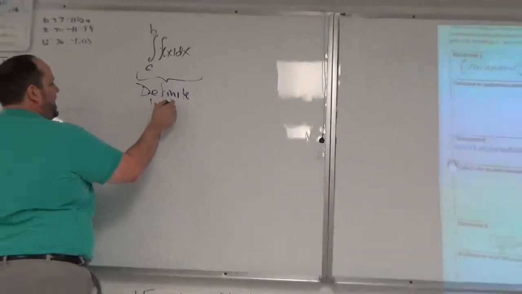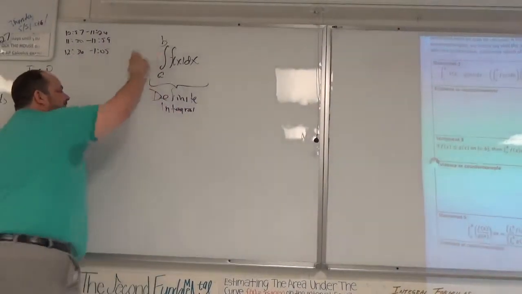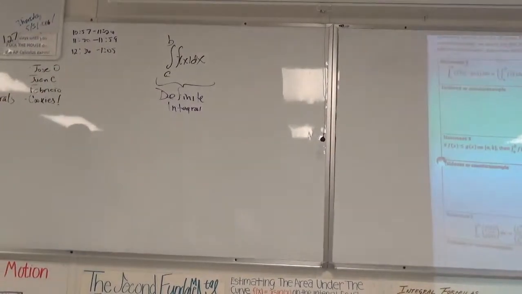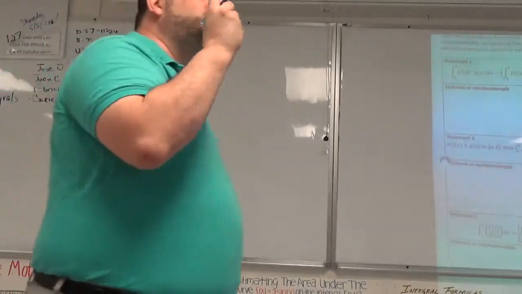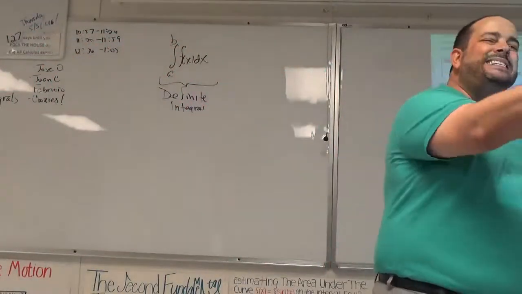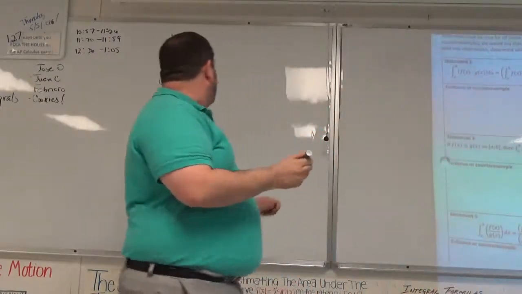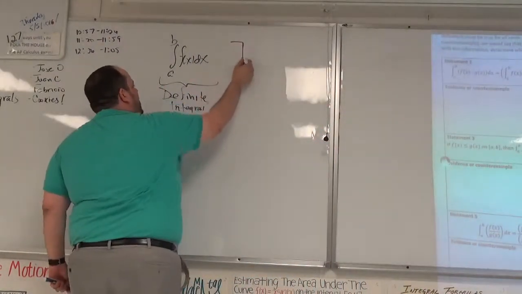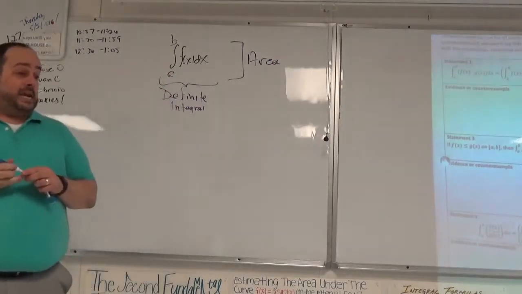The definite integral of f of x with respect to x from a to b. That's what we're going to call it, but it means something. There is a one-word answer to this question. What does it actually mean, Alejandro? What does this mean? Area. This means area. Now, more specifically, it means bounded area.